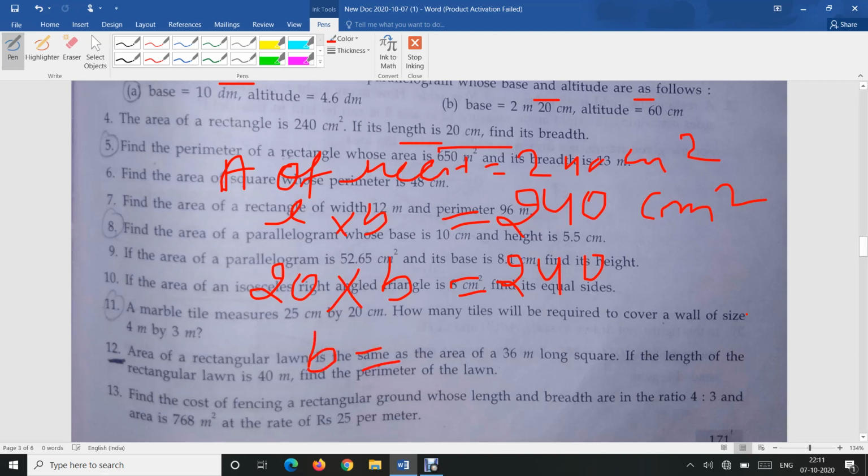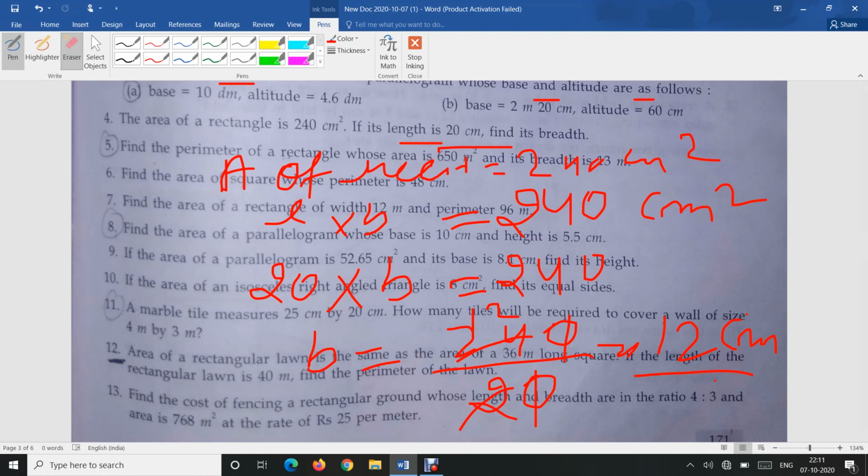From here you can find out the value of B by dividing this 240 by 20. 0 will be cancelled with 0. Now it will be 12. That means breadth will be equal to 12 centimeter. Hope you understand this question also.